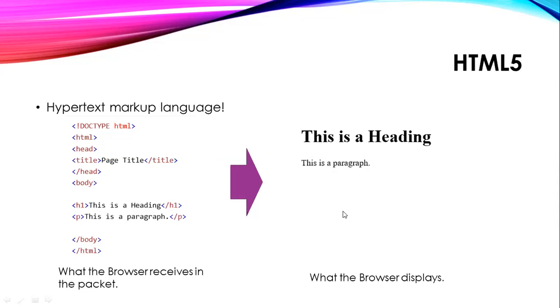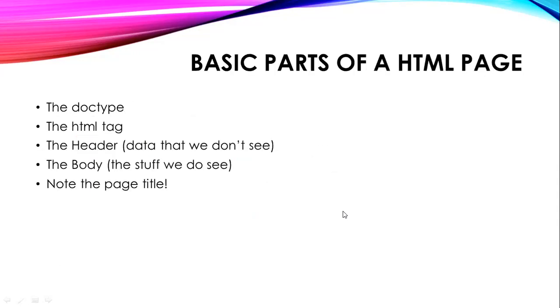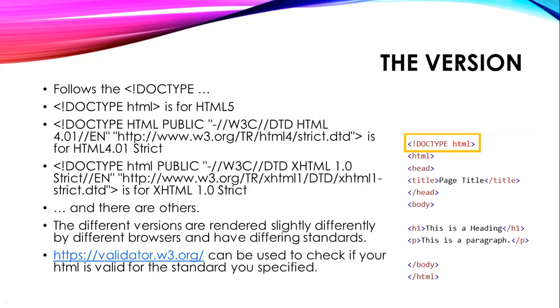The current version of HTML is HTML5. So let's delve into the basic parts of an HTML page. The doc type, the HTML tag, the header, the body, and we also have a page title. Okay, so first let's look at what the doc type is. At the very top of all HTML files, you'll have an exclamation mark, doctype, and then the version of the HTML file you're using.